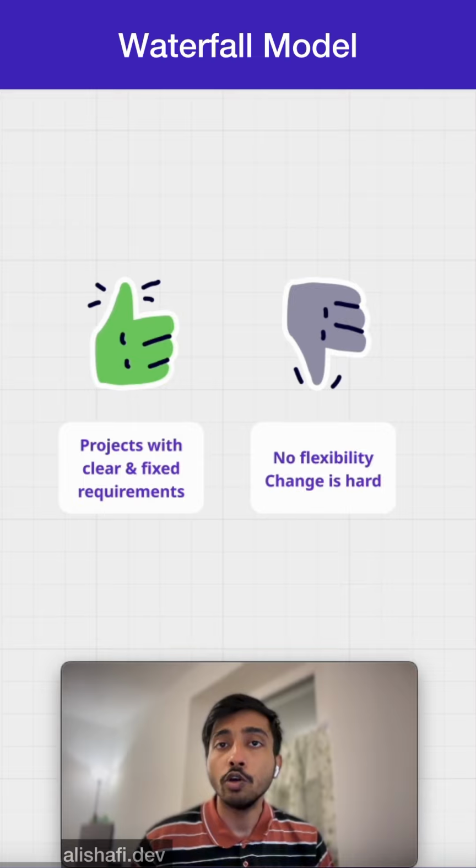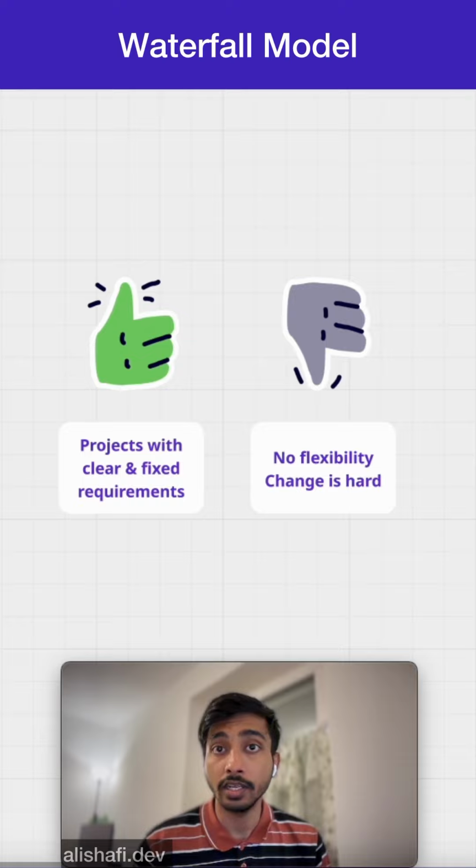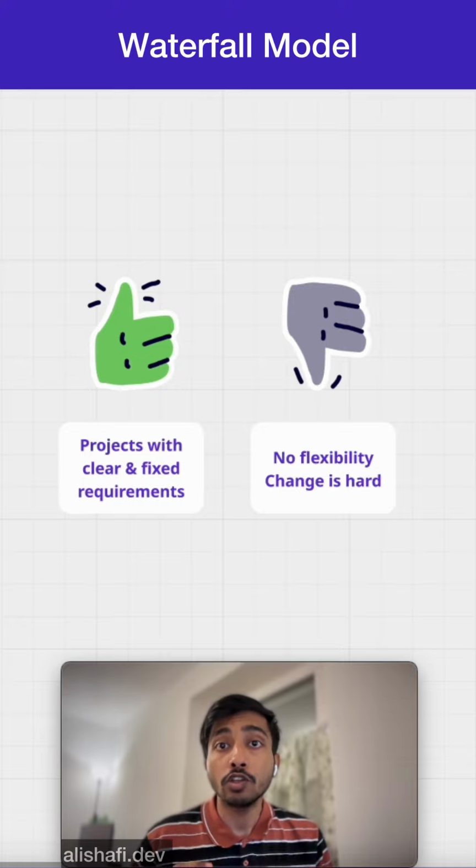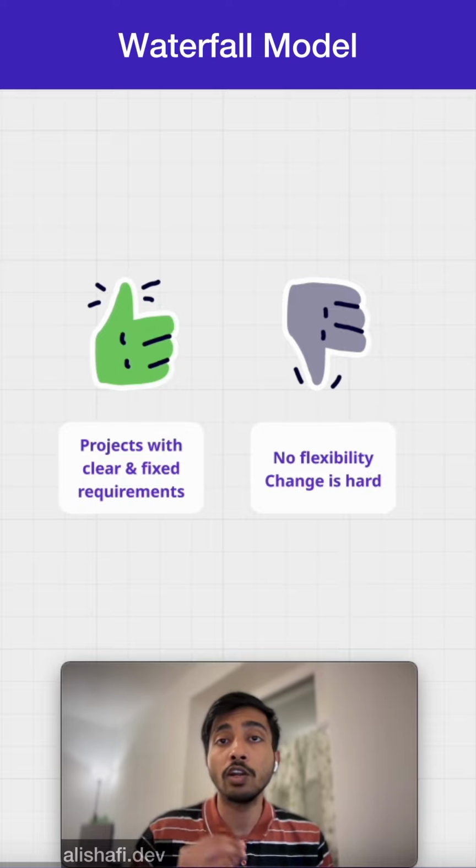The waterfall model is really good for those projects where you really know the requirements and you have the proper documentation. You do know how to deal with the problem, or you may have solved that problem in the past, so you do know how we can implement it. Because in the waterfall model, changes are not really easy. You cannot go back to the previous step.